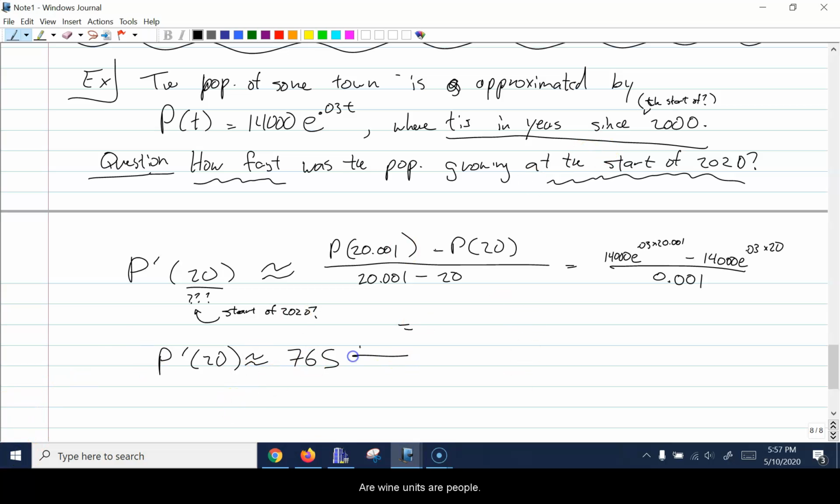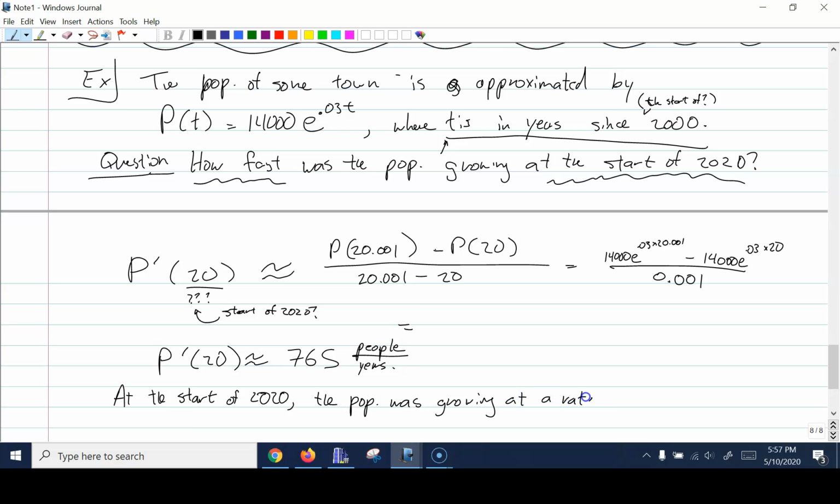Okay, our y units are people. And then our x units, t units, were measured in years. So at the start of 2020, the population was growing at a rate of 765 people per year. Does that mean at the end of 2020 the population will be 765 higher?